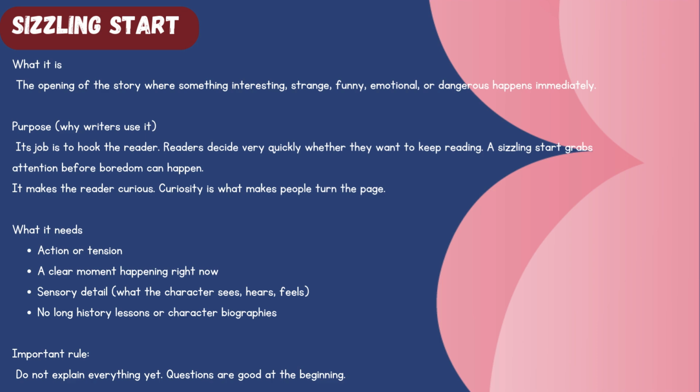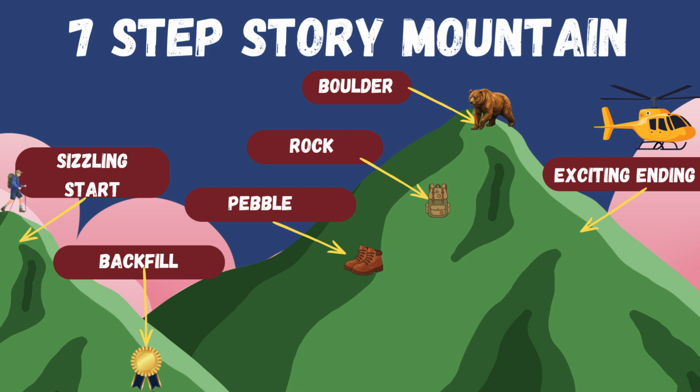So, a sizzling start. This is the hook to your story. The sizzling start is where something interesting, strange, emotional, or dangerous happens immediately. It's not an explanation. It's not a biography. It's not "my name is." It's about action. In the example in the next slide, we're going to have a look at how Doug almost falls off the mountain in the first paragraph. To refresh your memory, who is Doug? That is this little guy standing at the sizzling start. So we're going to have a look at how he goes through the 7-step story mountain.